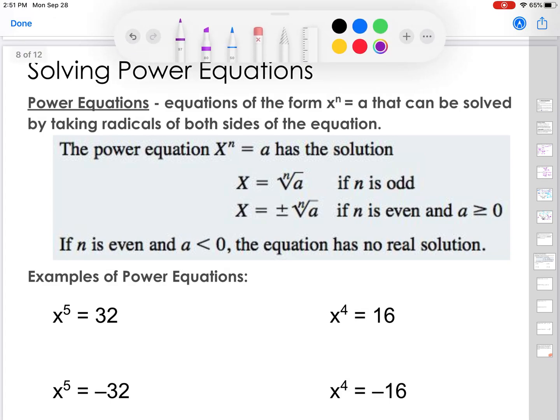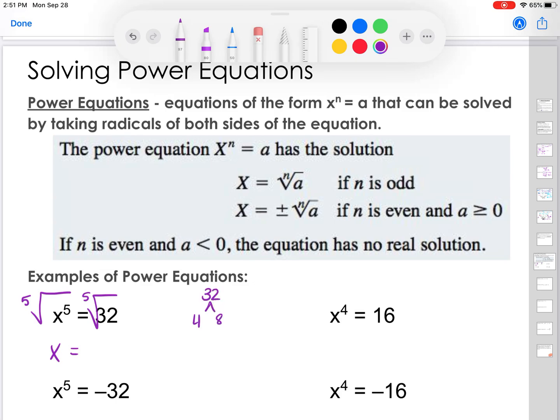We have this fifth power, x to the fifth power. So to solve this, what I'm going to do is find the fifth root of both sides, right? Fifth power and fifth root are inverse operations. So I'm left with just x, and that's going to equal, I have to say to myself, what to the fifth power is going to be 32?